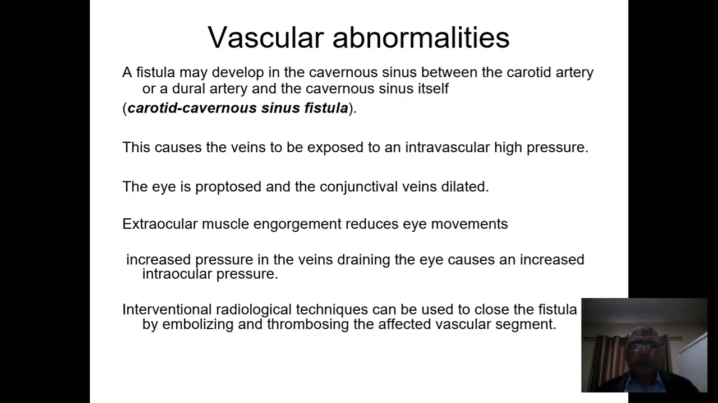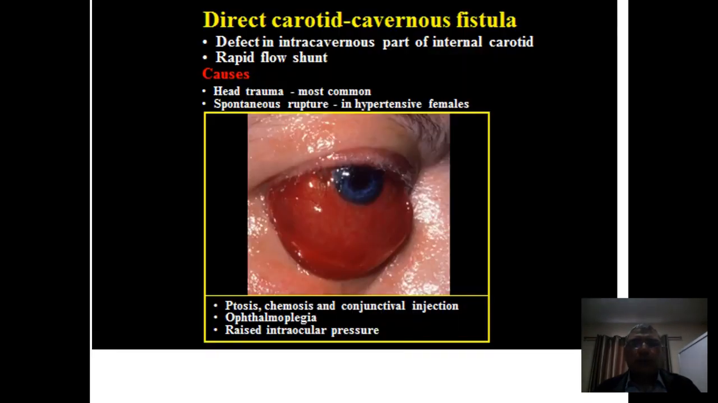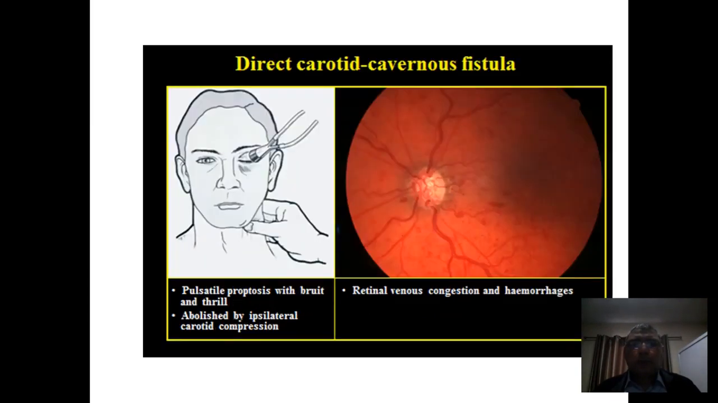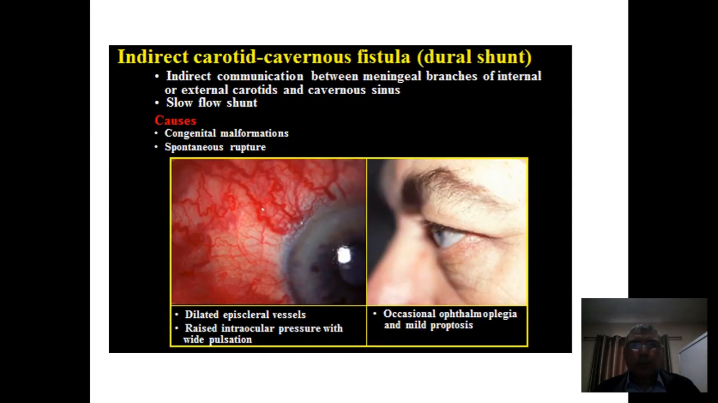This will result in engorgement of the veins in the orbit, proptosis, and engorgement of the extraocular muscles with reduced ocular motility. Also, there is increased intraocular pressure. And these patients will need intervention with embolization of the fistula between the artery and the cavernous sinus. This is a direct carotid cavernous fistula. Sometimes we may also hear a bruit over the orbit. We put a stethoscope and we hear the bruit, which is the sound due to this fistula. Conjunctival engorgement.